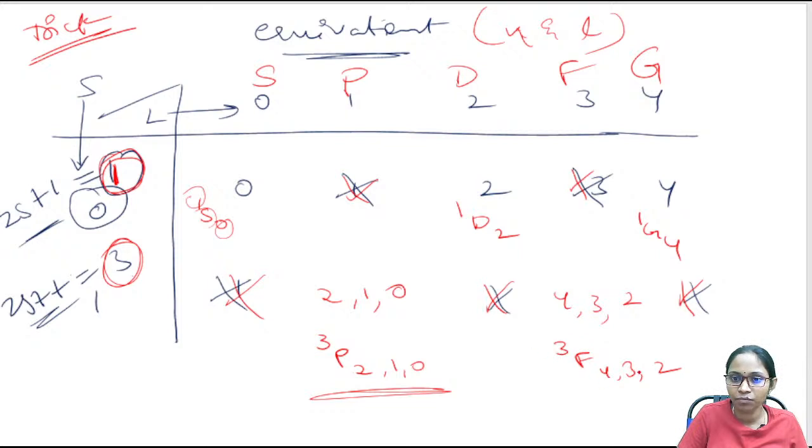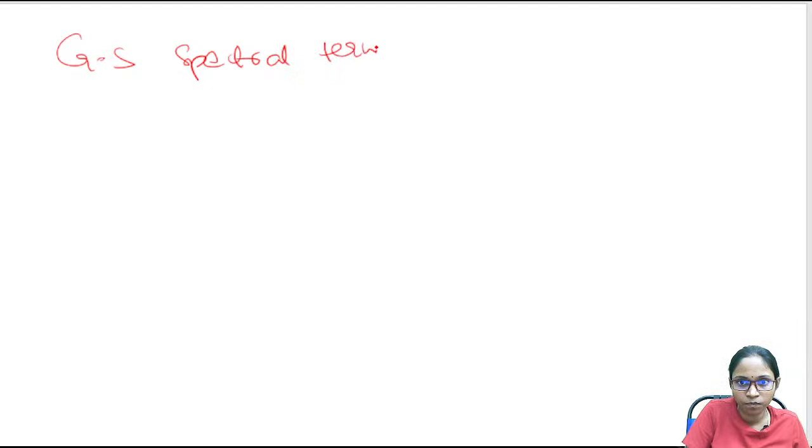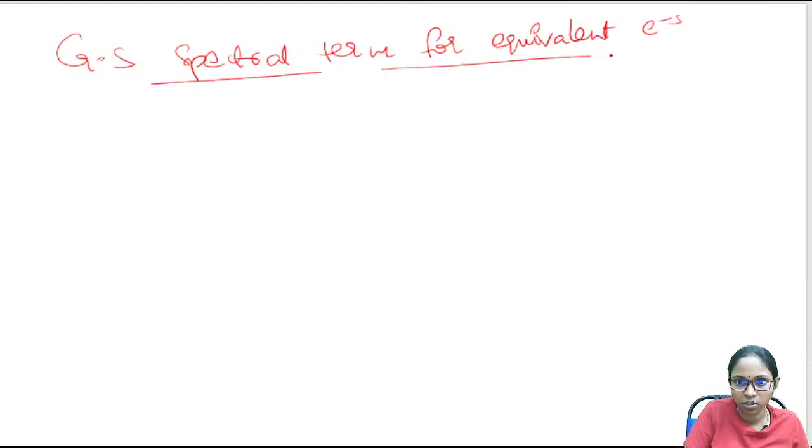3F4, 3F3, 3F2. Okay, this is a way to write the spectral terms for the equivalent case. And how to find out the ground state spectral term for equivalent electrons. How to find out the ground state spectral term.